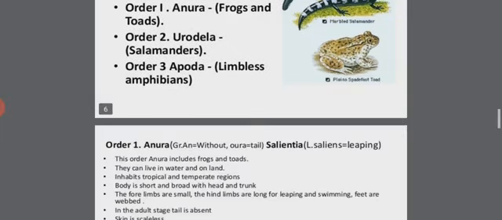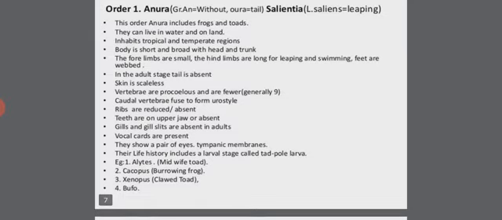Now coming to order 1 of subclass 2, that is Lissamphibia, that is Anura. In Greek terminology, an refers to without and aura refers to tail. That is, these are the amphibians which do not have a tail. And these were also referred to as Salientia, wherein according to Latin terminology, saliens refers to leaping. That means they exhibit leaping type of movement.